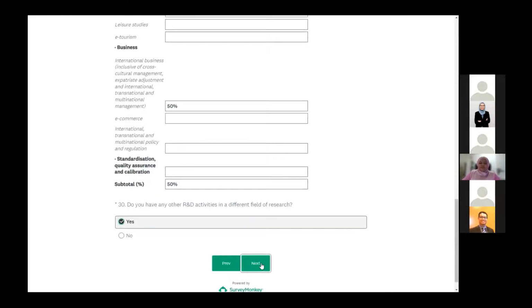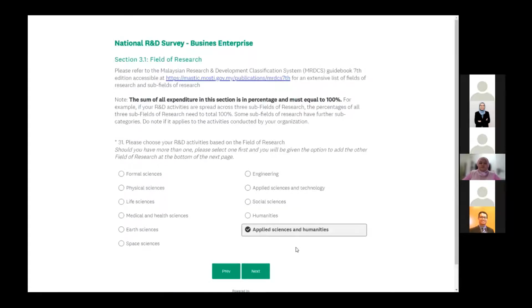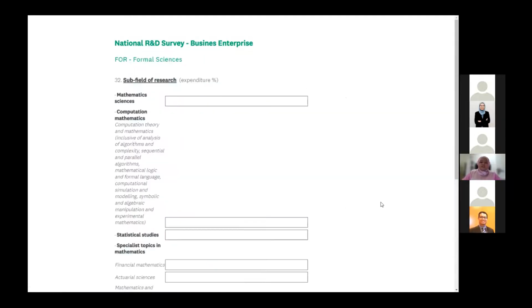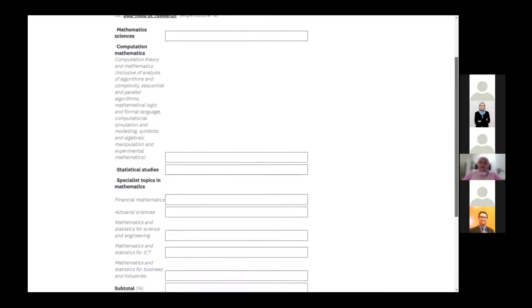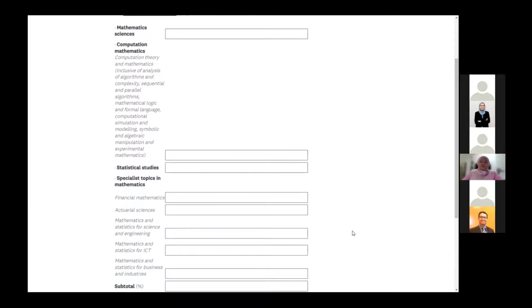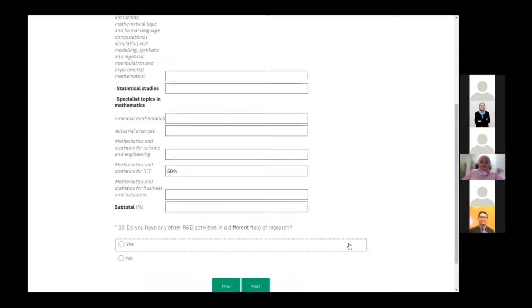If you do have another research field, for example the formal sciences, let's say your company does ICT work. ICT would be categorized under formal sciences. So there's statistics, mathematics, and also ICT under here. You can find which one aligns better with your company, as you would know better than us. We hope the writing here is quite self-explanatory. So let's say maybe 50% was spent for mathematics and ICT, and a subtotal of 50. And that's the only field of research that you do have. So if you have finished with all your fields of research, you can click no and go to the next section.